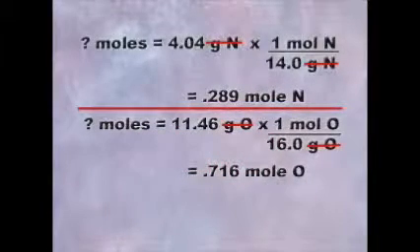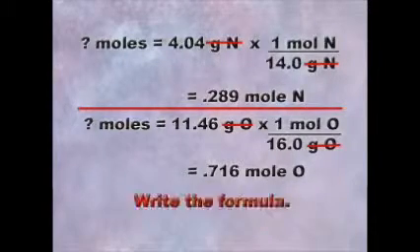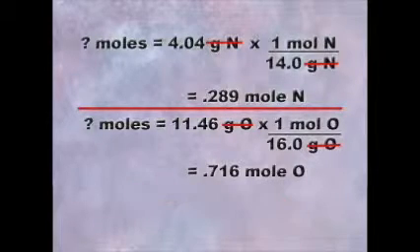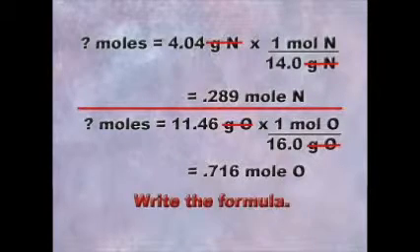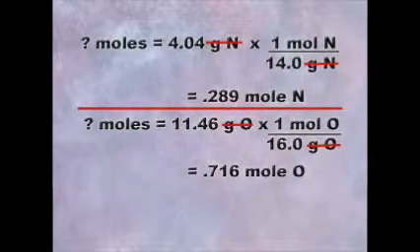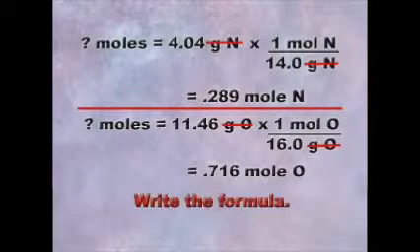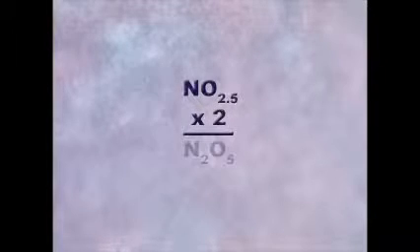Mr. Mole says, check your work. Now write the formula using the moles as subscripts, and then divide by the smallest subscript to find the simplest whole number ratio. You should have found the formula to be NO2.5. Of course, all subscripts have to be whole numbers, so we multiply by 2 to get the empirical formula to be N2O5. That's just the first step.